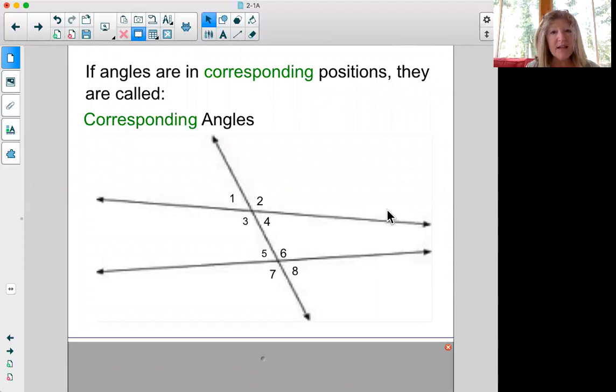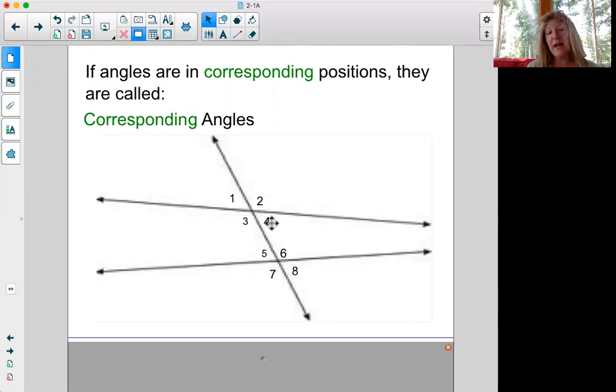Now, corresponding angles are angles that are in corresponding positions. So the teacher who corresponds to me at Idlewild is a math teacher at Idlewild. We're in different schools, but we have similar roles. And when you think of corresponding angles, let's look, for example, at angle 1. Angle 1 is on top of her line and to the left of the transversal. And in this other zone, angle 5 is also on top of her line and to the left of the transversal. So 1 and 5 would be an example of corresponding angles.